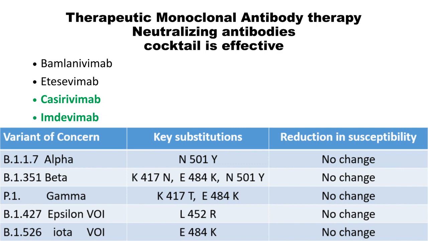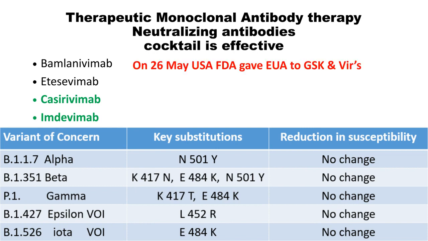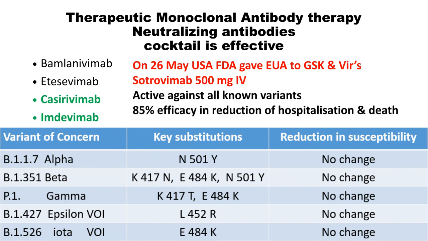Along with the spread of the variants, there has also been development of monoclonal antibodies. A mixture of monoclonal antibodies could neutralize all the variants and has been found to be effective. They are active against all known variants, and efficacy is 85% in reduction in hospitalization and death.